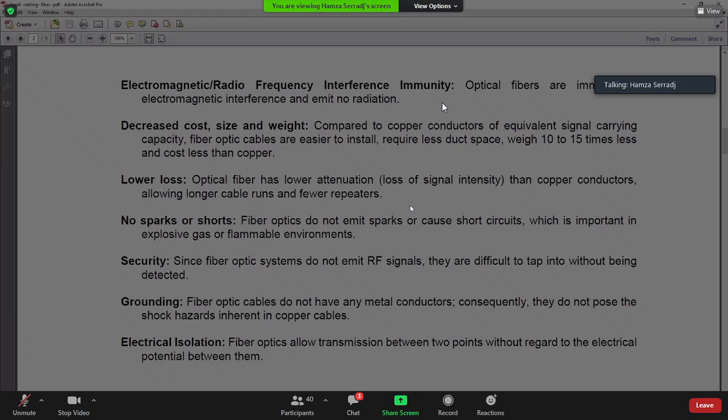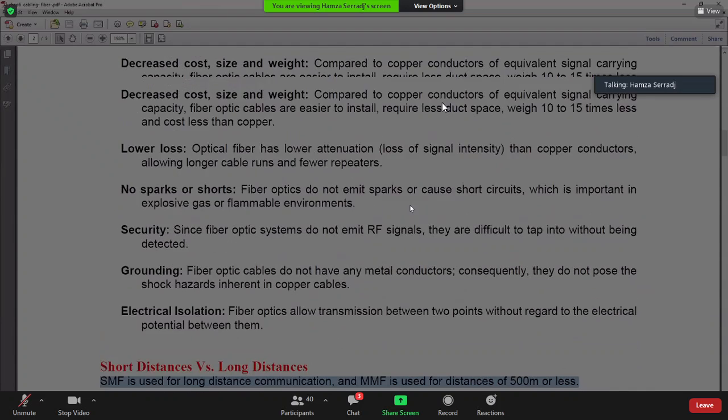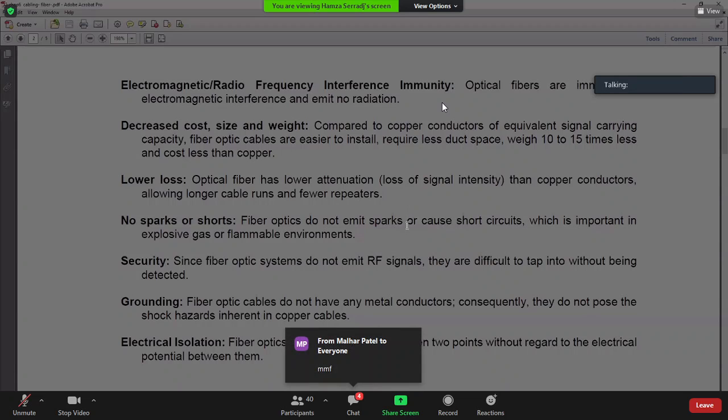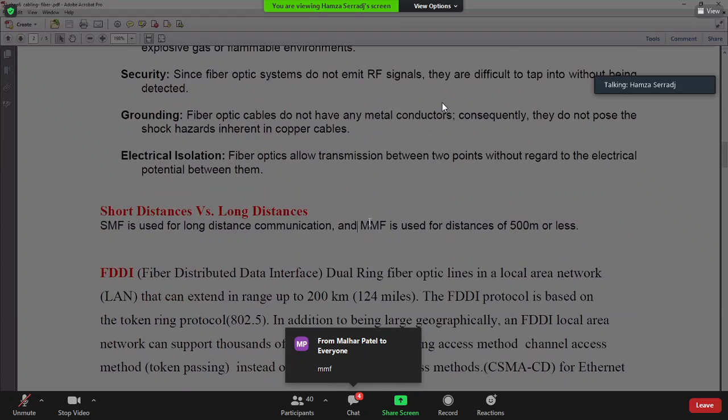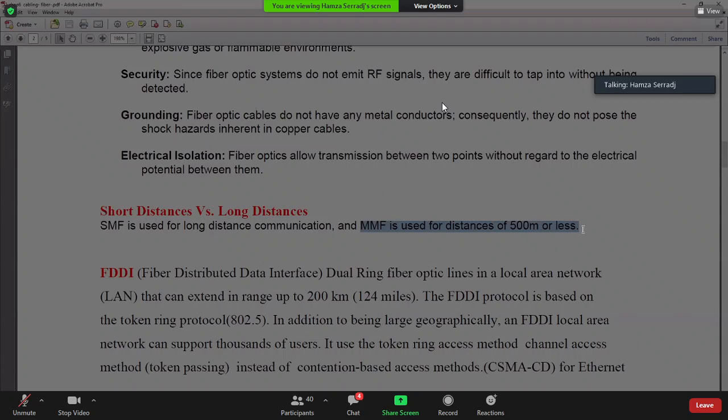And which one is more or less expensive? Let's respect the other one at least. Which one is less expensive? SMF or MMF? MMF, because it uses LEDs. Good, good. And for short distance, almost 500 meters, this one is more used for LAN-based fiber optic. So it's not designed for the one like this one.